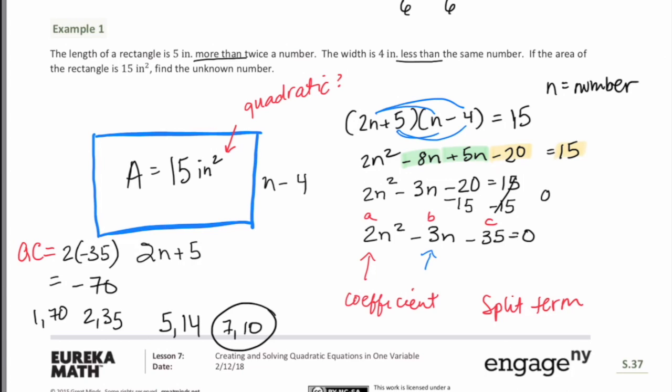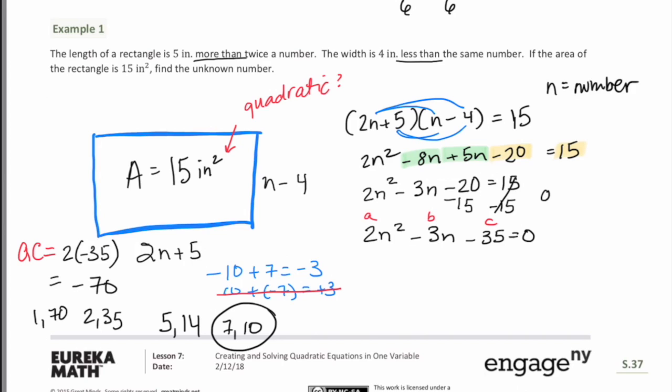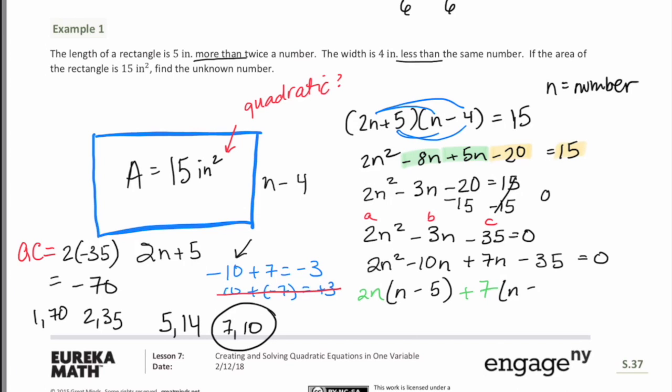And I find a combination that will do that. If my 10 is negative and my 7 is positive, I will add up to a negative 3. So that's the combination I'm going to pick. When you split the terms, you're just going to keep the first and last term the same. So I have my 2n squared minus 10n and 7n minus 35 on the other side. Group them and factor out the greatest common factor from each group. That's precisely what I'm doing right now.